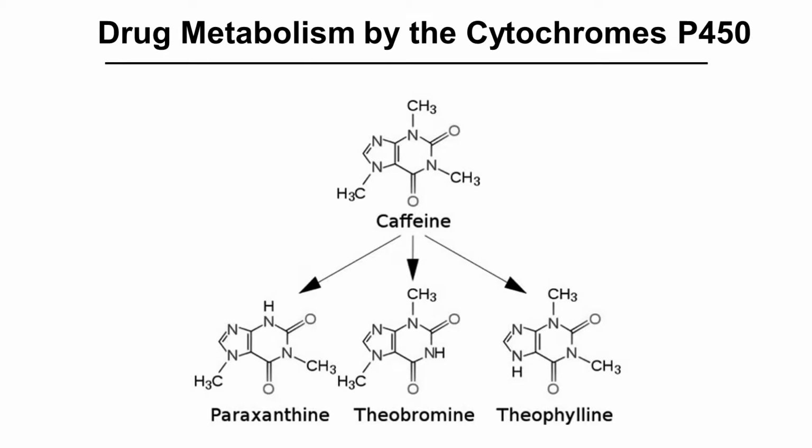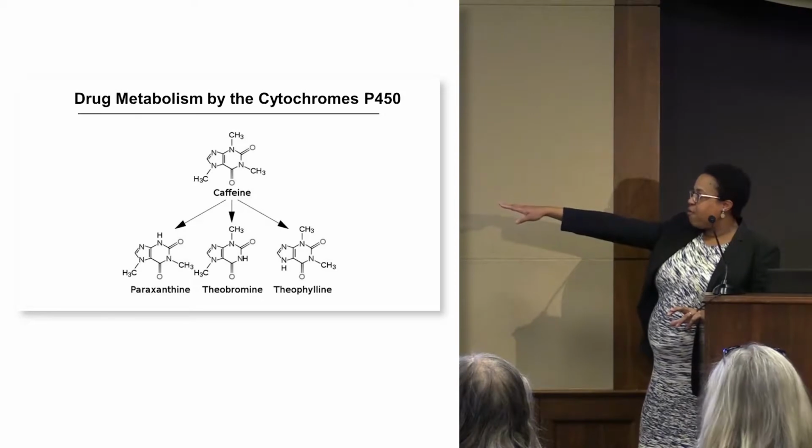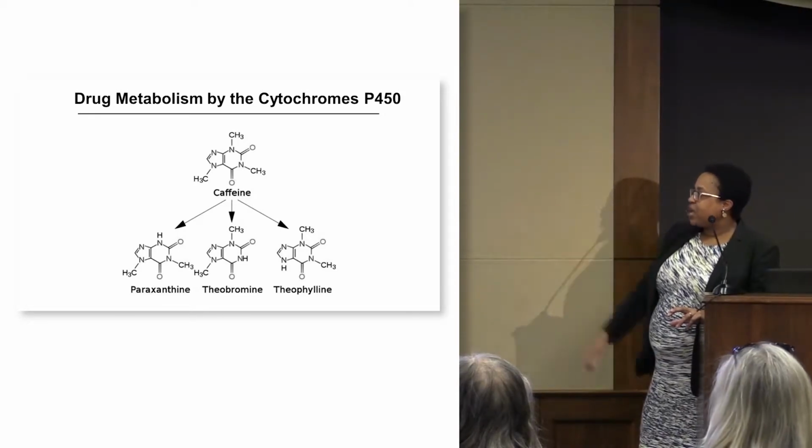So to give you another example for a drug that's probably near and dear to many of our hearts, caffeine. Caffeine is also cleared by P450s, and this is just showing you some of the metabolites formed. There are many, many metabolites. Caffeine actually has a very complex metabolism structure, but there are several formed here.